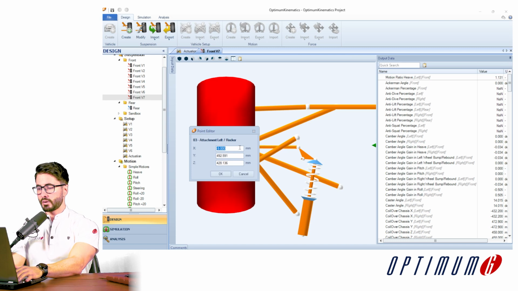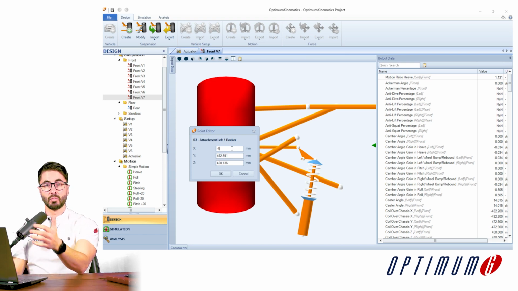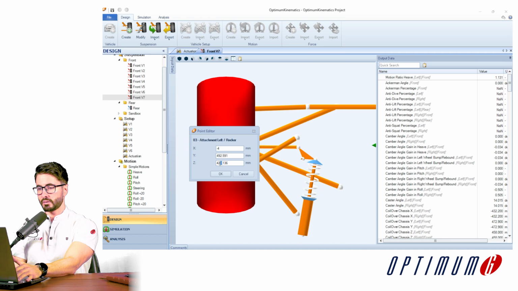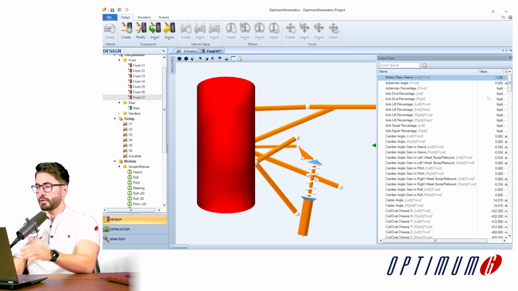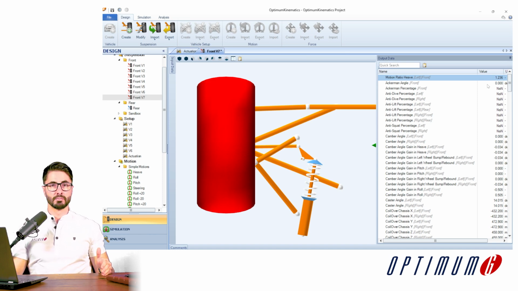For that, I'm going to do an X value a little bit forward, which will be, let's say, -4. And then remember that I also need to compensate Y and Z to make sure they're on the same plane. For that, I'm going to increase Z slightly. Okay, so we can see that the motion ratio went from 1.1 to 1.2. So it's already halfway to where we want to get, the number of 1.35.